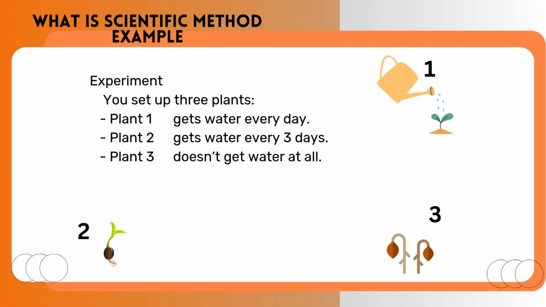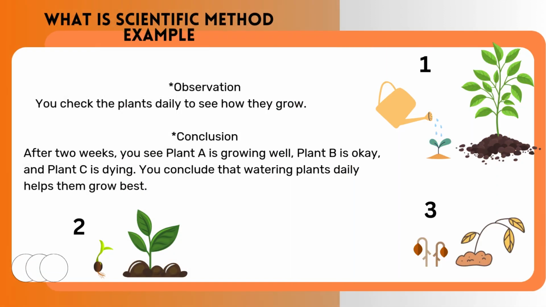Next, experiment time. So you set 3 plants, plant 1, plant 2 and plant 3. Plant 1 gets water every day, plant 2 gets water every 3 days and plant 3 doesn't get water at all. So next is observation. You check the plants daily to see how they grow, and our conclusion is after 2 weeks you see that plant A is growing well, plant B is okay and plant C is dying. So here you can conclude that watering plants daily helps them grow best.